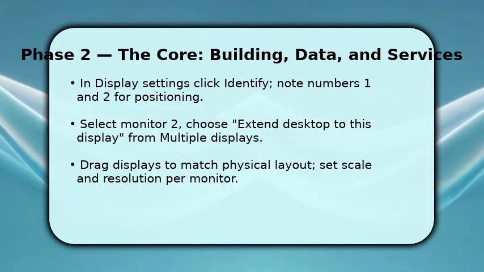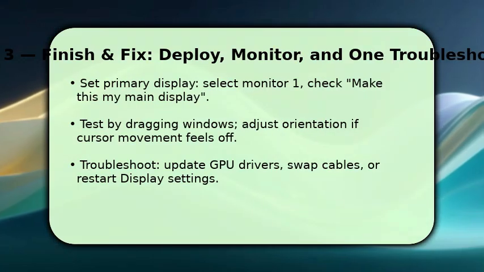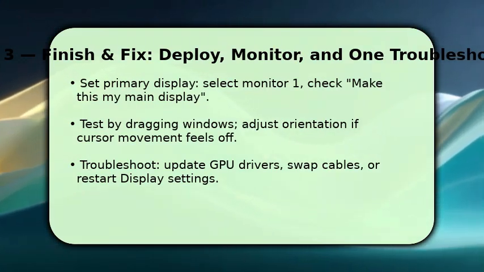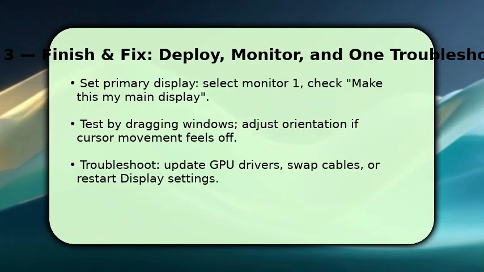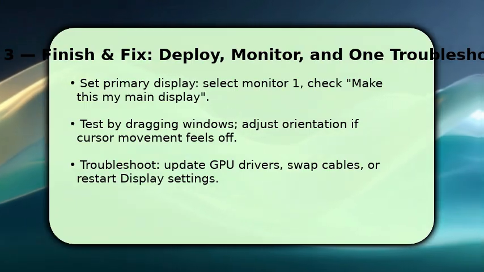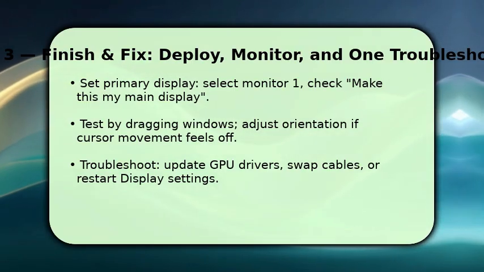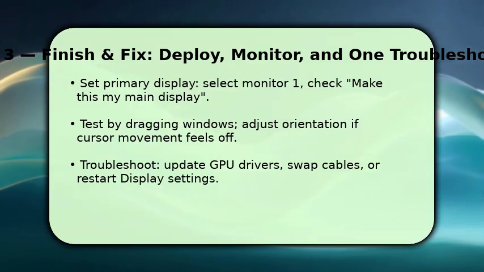Finish by choosing the primary display. Select the monitor you want taskbar and start on, then check Make this my main display. Test by dragging windows across both screens. If movement is sudden, adjust monitor alignment or orientation.